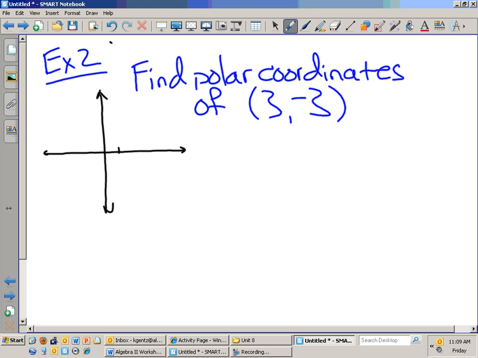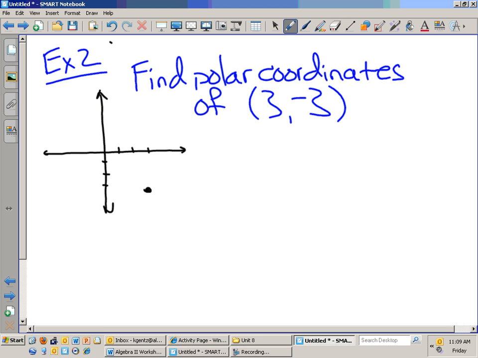So 1, 2, 3, 1, 2, 3. If I plot 3, negative 3, anybody know what kind of triangle is formed by plotting that? A 45, 45, 90 triangle. As soon as you see that, you can start to think to yourself about all the different pieces that you need to figure out. But we'll do them by hand.